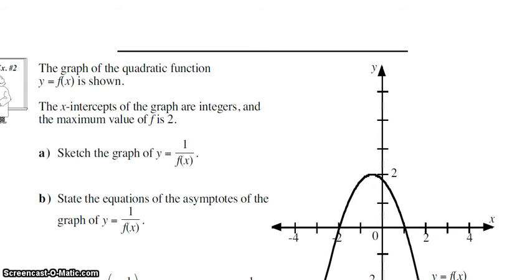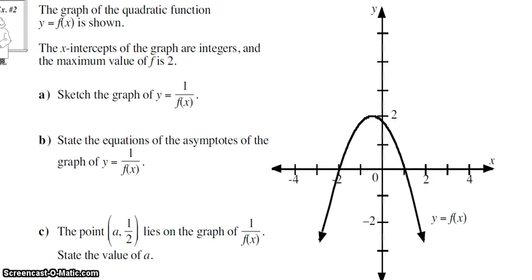Example number 2. Shown is the quadratic function f of x. The x-intercepts are integers. The maximum value is 2. The maximum value is not on the y-axis, somewhere there. The x-intercepts are integer values, so they are 1 and -2. Sketch the graph.